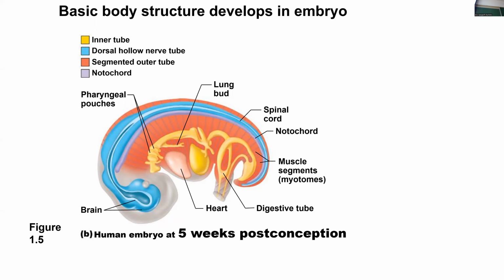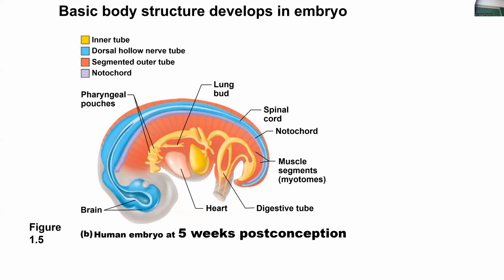What I want you to see here is what's in yellow is called the inner tube. This is generally going to be your respiratory and digestive systems. Then we have this red section, which is called here a segmented outer tube, but this generally becomes a lot of organs and your muscles, your skeletal muscles especially. And then we have this dorsal hollow nerve tube, which becomes your brain and your spinal cord.